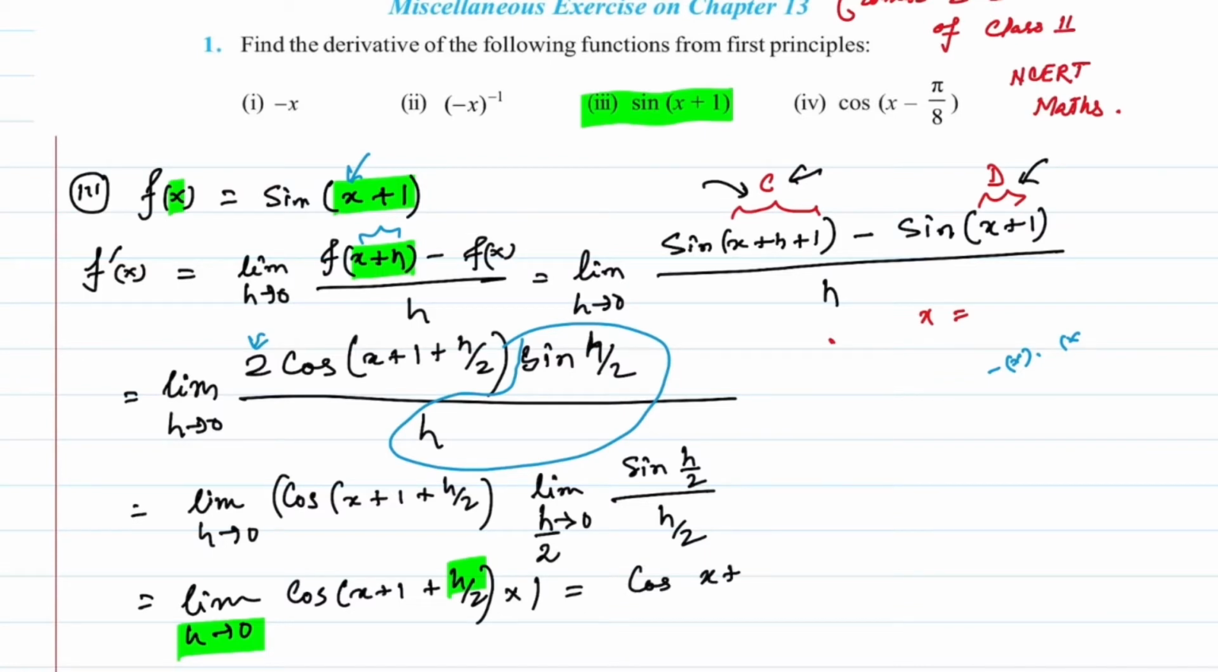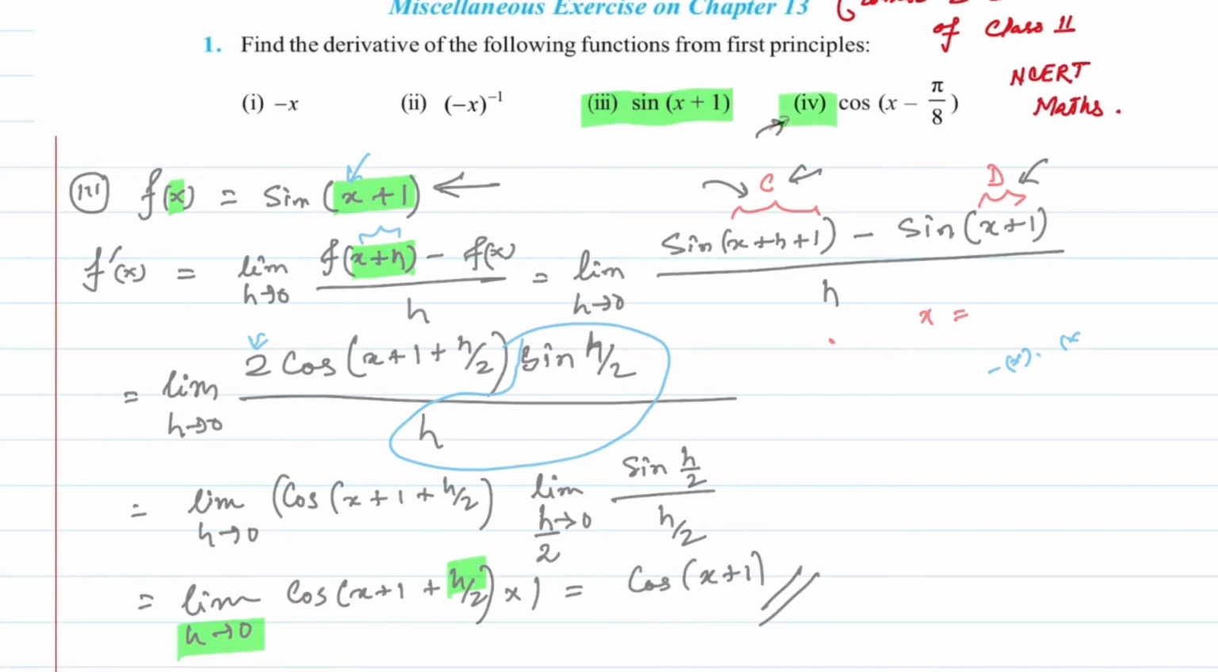You will get cos x plus 1 plus 0. That means you can ignore this term, so that's why we got this. So this is the derivative of sine of x plus 1. Now let me show you that.